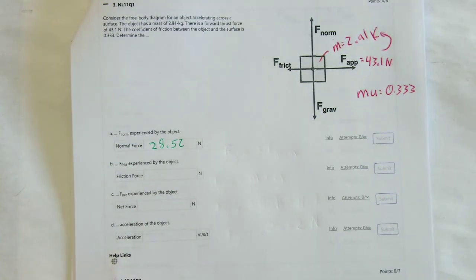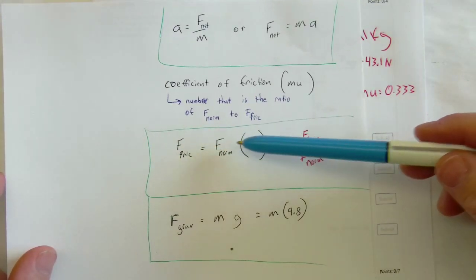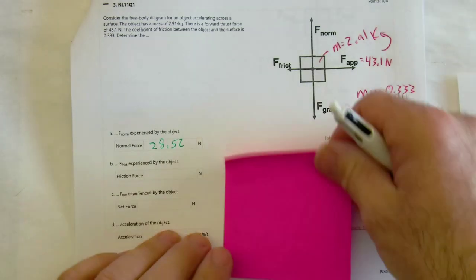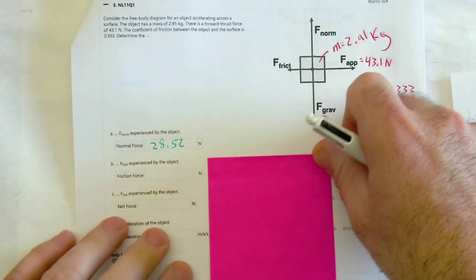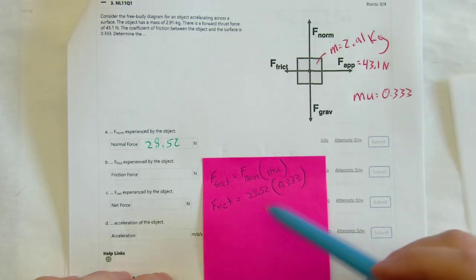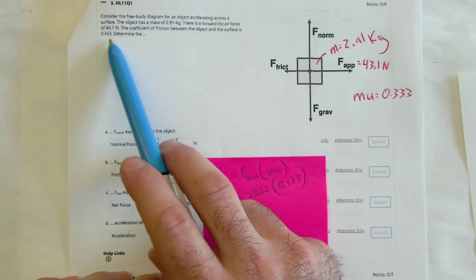Now, it's saying, what is the force of friction experienced by the object? And this is where we got to go back to our equation. Force of friction equals force normal times mu. And we, in fact, have everything we need to solve for that. So we have our equation. Force of friction equals force normal times mu. I put in our force normal from here, and I put in our coefficient of friction, which was given to us in the original question.